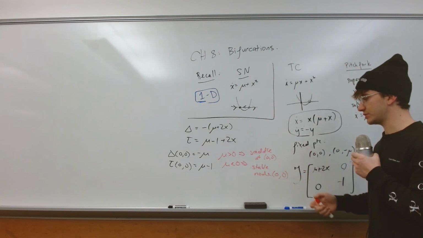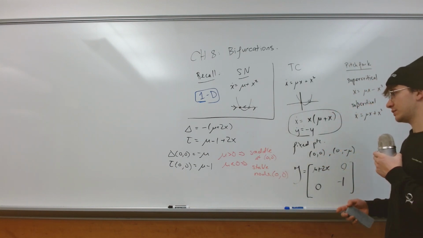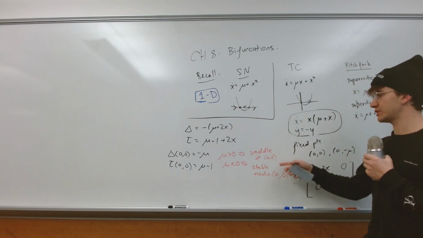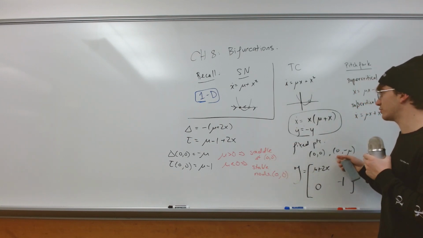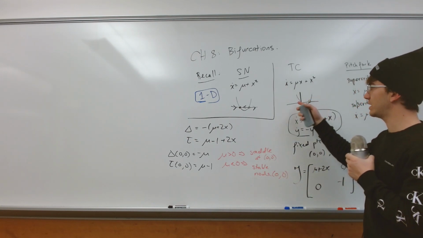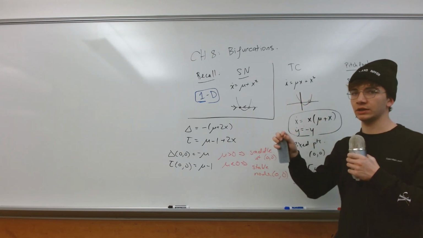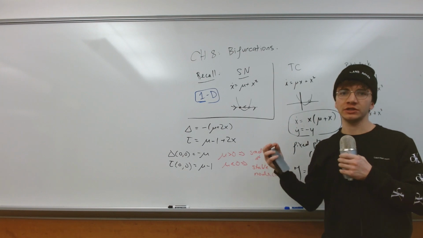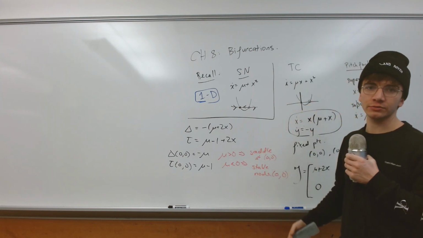Okay, and you can repeat the analysis for the other fixed point at 0, minus mu, but you're going to get kind of the opposite effect here, okay? And so what's happening is that the origin is changing from a saddle to a stable node, and it's basically exchanging its stability with the other fixed point. And this is exactly analogous to the one-dimensional case when we have a parabola sliding along and the origin exchanges stability with the non-trivial fixed point, okay?